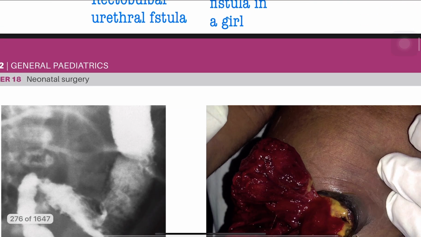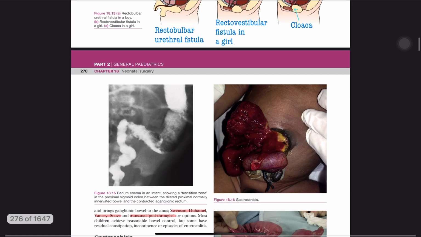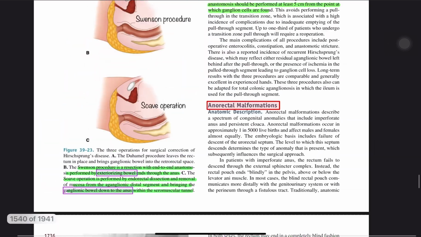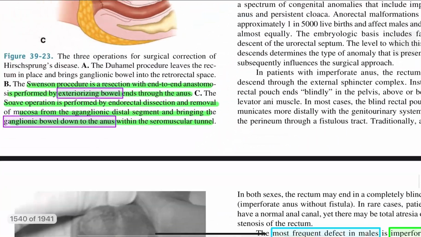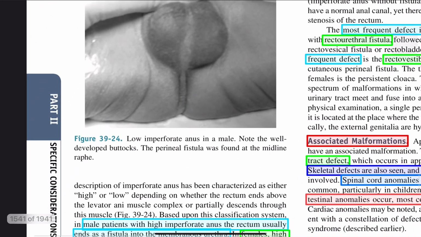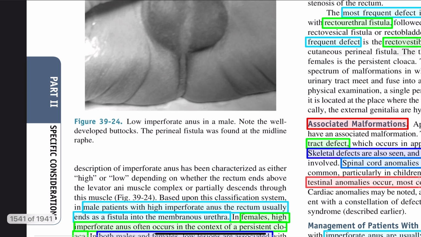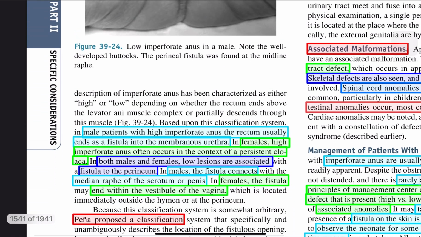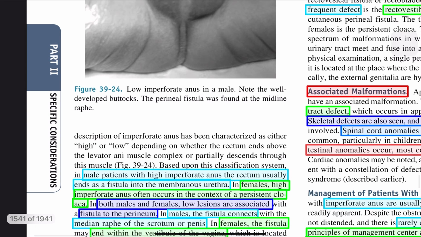Let's see what Schwartz says, a few more points. This is a picture of a low imperforate anus in a male. Here the buttocks are well developed in a low imperforate anus, so the buttocks will be fully developed.